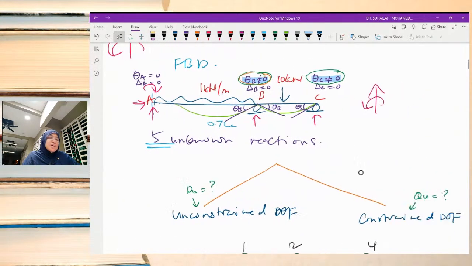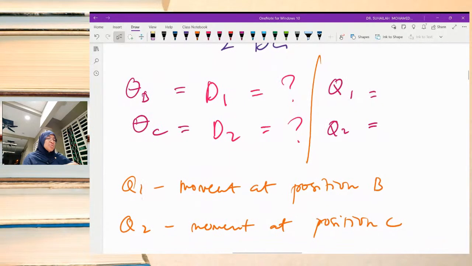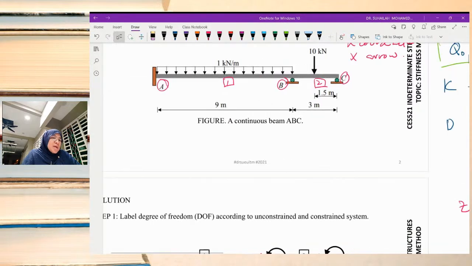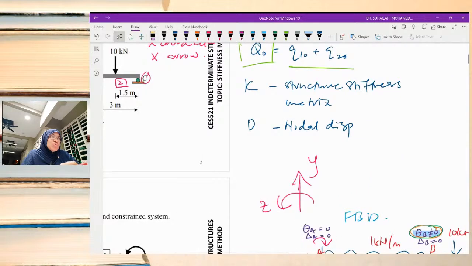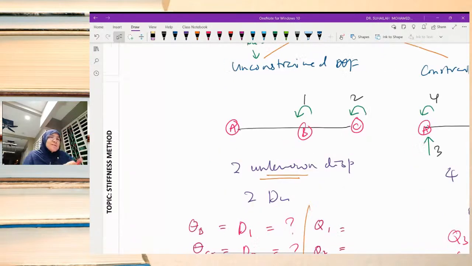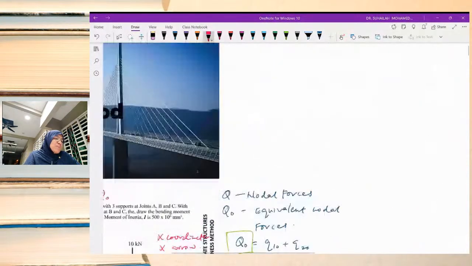Can you write something in the chat box? Q1 is moment at B. Q2 is moment at C. Since there is no moment subjected at B and at C, Q1 is equal to 0, Q2 is equal to 0.